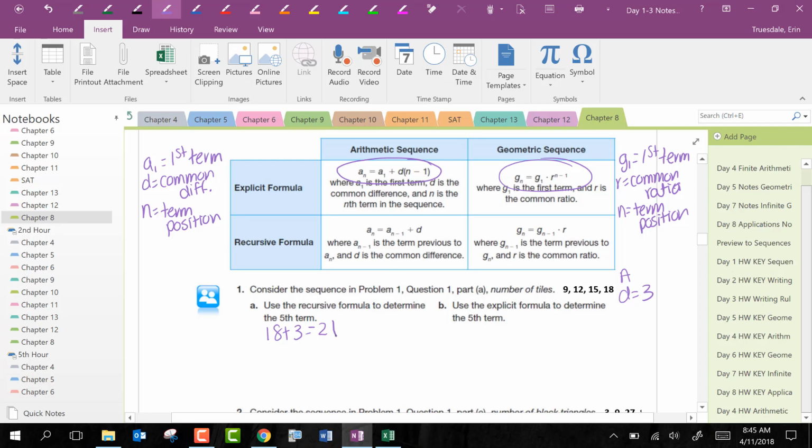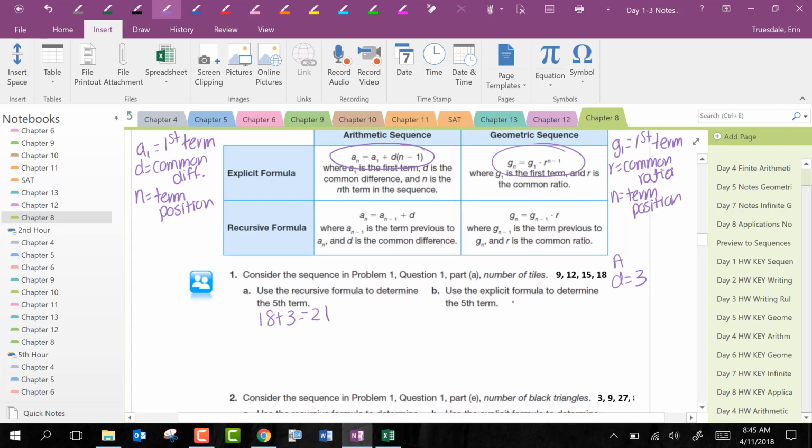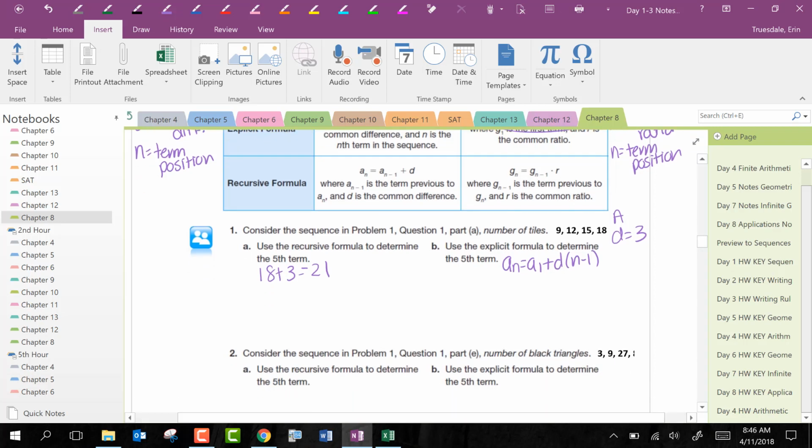But again, that's not very useful if I said find the 100th term in this sequence, because then you have to keep adding 3 all the way to the 100th term. So the explicit formula allows us to find any term in the sequence without knowing the previous term. Okay, and so I'm going to plug into this formula that's up there, so I'll write it again. A N equals A1 plus D times N minus 1. And I would suggest, at least for a while in this chapter, you write out the formula every time. Because then you can just look at the formula and plug in the pieces that you know. Okay, you're not trying to come up with it from scratch.